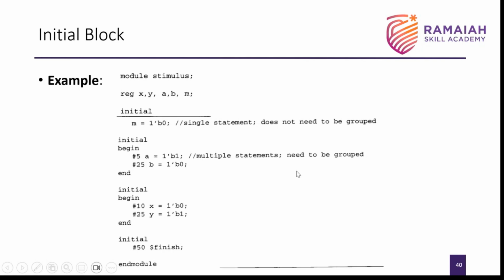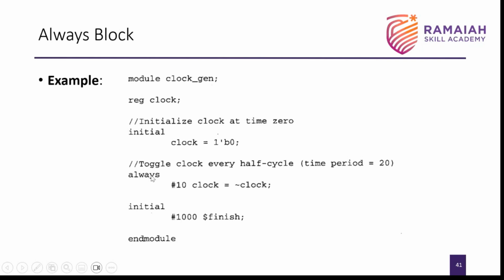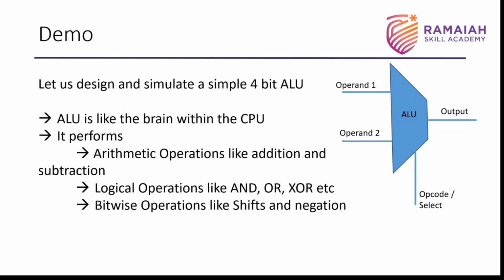Now, this is an example for always. Previously I have shown you always at posedge clock. But here we are just using always #10 clock = ~clock. That means every 10 nanoseconds, the clock will be negated. If suppose my initial clock is 0, after 10 nanoseconds it will become 1. Again after 10 nanoseconds, it will become 0. So like that, it keeps toggling. This is how we use always and initial blocks.